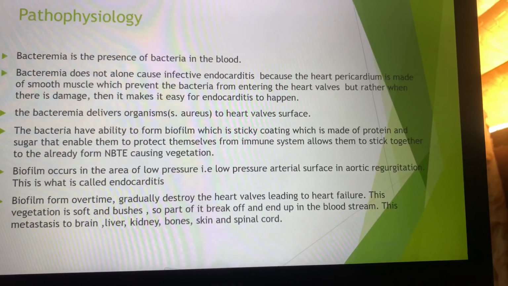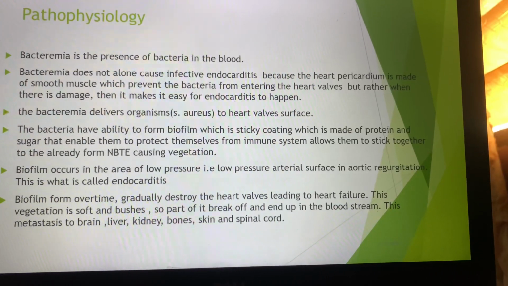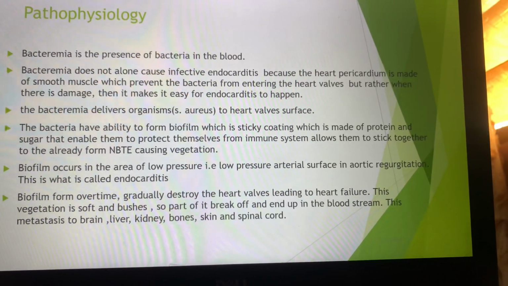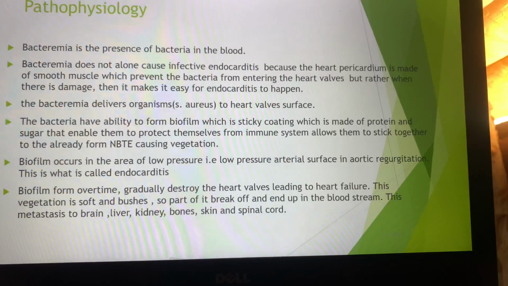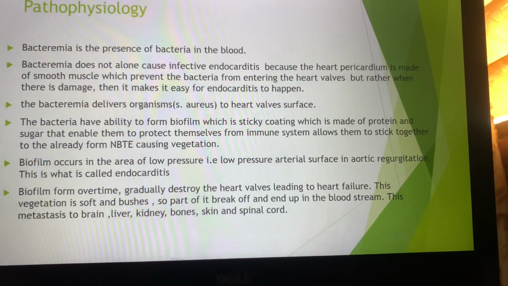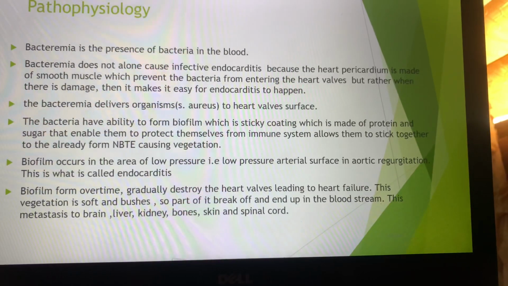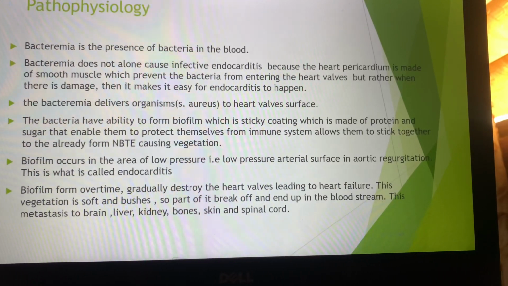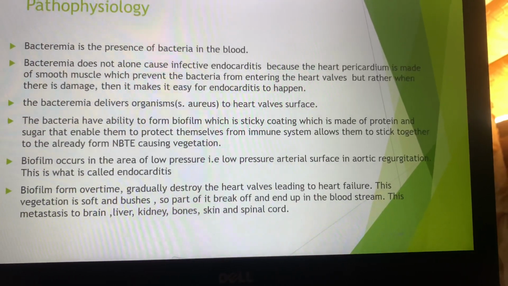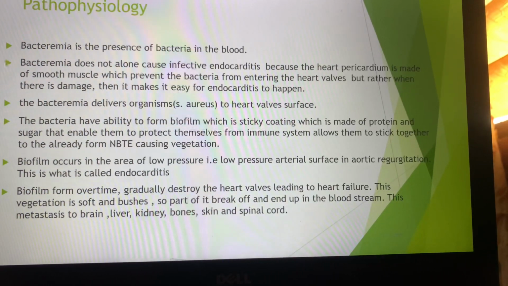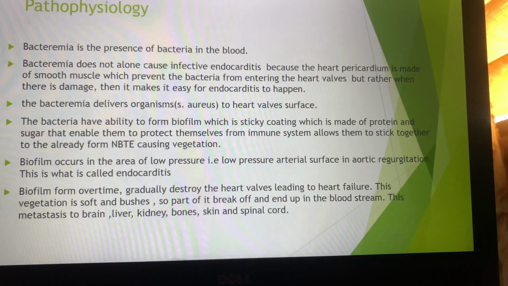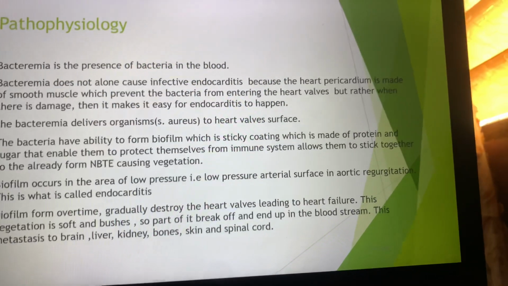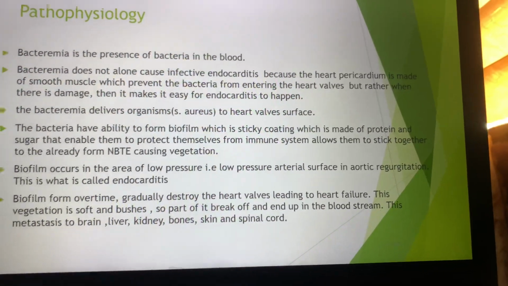Non-bacterial thrombi deliver organisms such as Staphylococcus aureus onto the heart's surface. Bacteria have the ability to form a biofilm, which is a sticky coat. This sticky coating, made up of proteins and sugar, enables these bacteria to protect themselves from the immune system and allows them to stick together on the already formed non-bacterial thromboendocarditis, causing a vegetation.